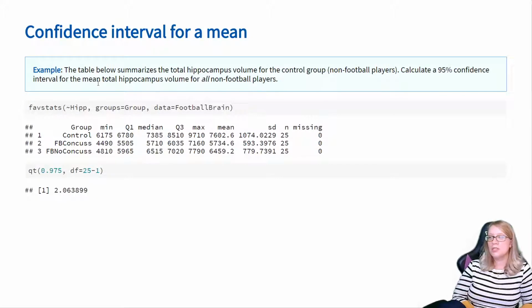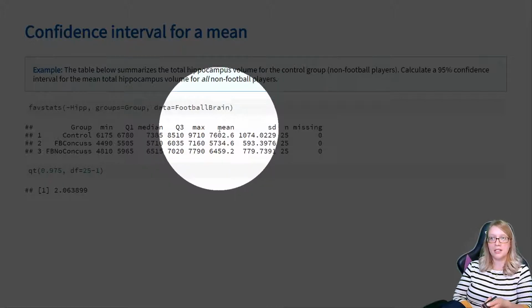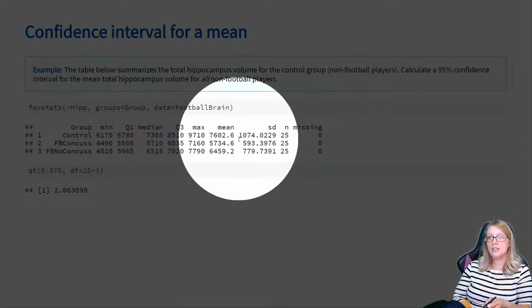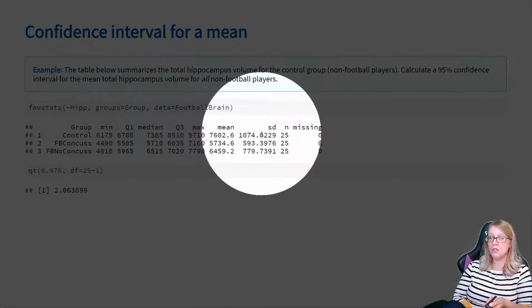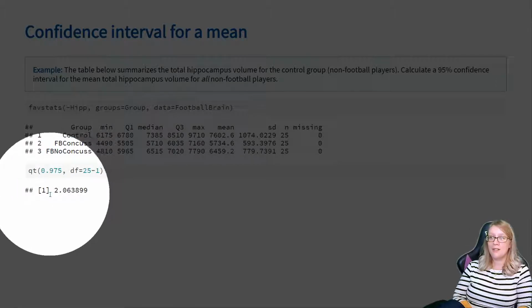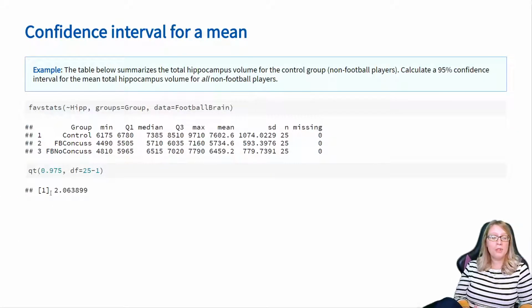The table here, produced using the favstats function, summarizes the total hippocampus volume for the control group. What we'd like to do is calculate a 95% confidence interval for the mean total hippocampus volume for all non-football players. So in our control group, we'll find the mean, which is 7,602.6. Standard deviation, this was the most variable group, 1,074.02. Here is the value that we need from the t-distribution. So at home, take a moment, see if you can calculate this confidence interval using the formulas that were provided.